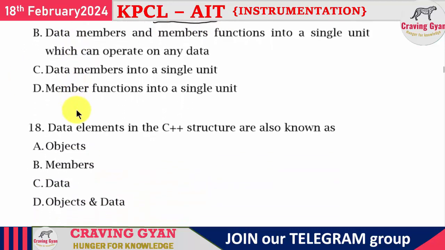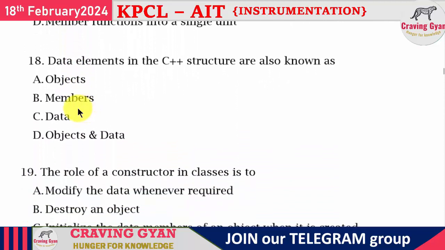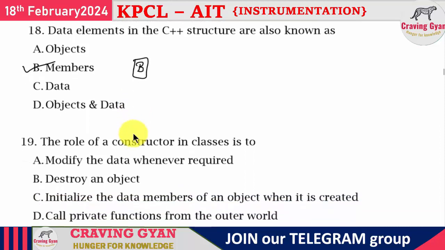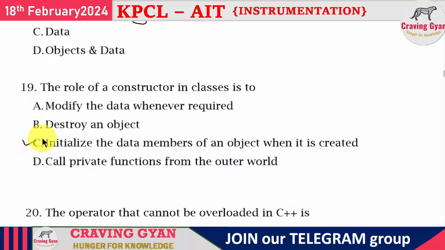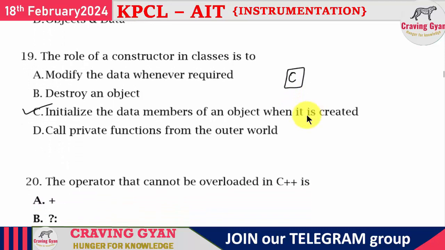18th question: data elements in the case of a C++ structure are also known as objects, members, data, or objects. So, it is referred to as members. Option B is correct. The role of a constructor in the case of classes: when you create a class, the constructors are automatically created, and at termination, destructors need to be created. So, the role of a constructor is to initialize the data members of an object when it is created. Option C is going to follow.